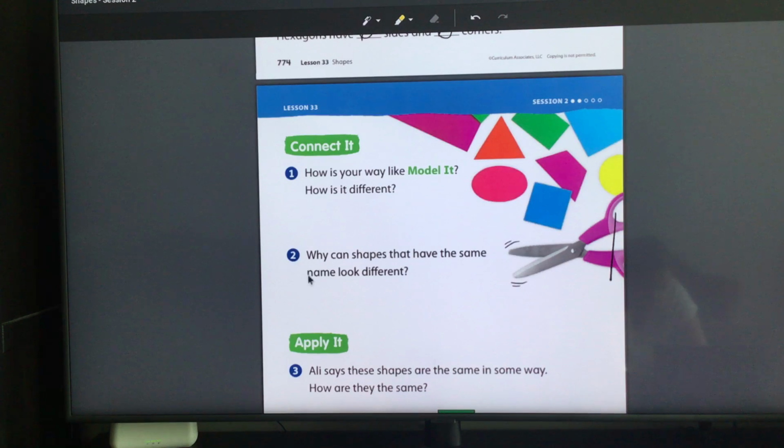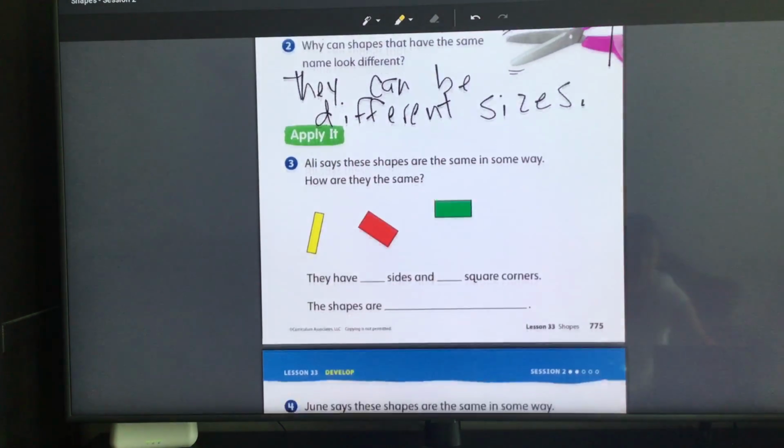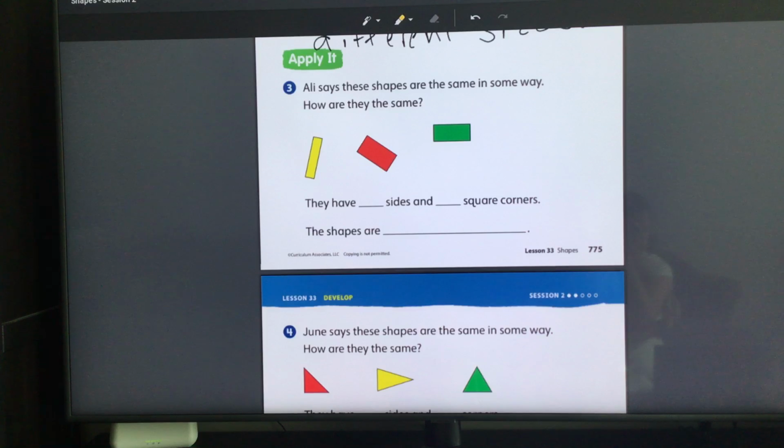They can, some are bigger, some are smaller. Okay, so right here where it says, why can shapes that have the same name look different? We are going to just write they can be different sizes.